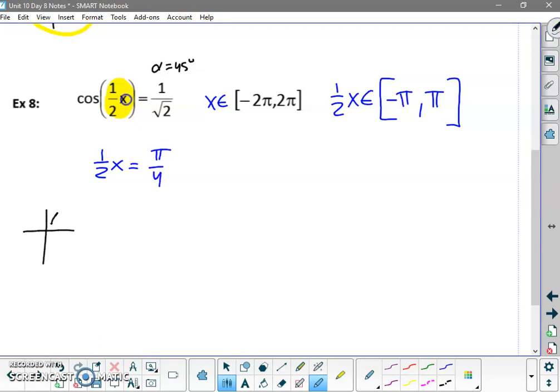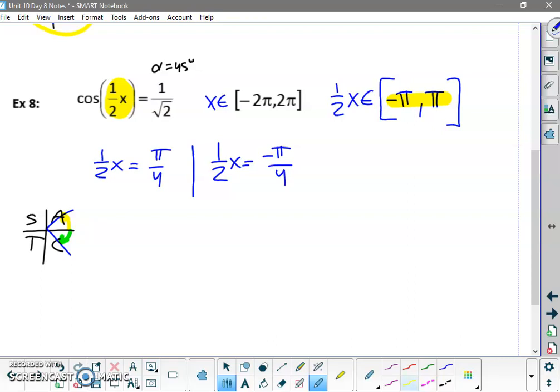Well, we always check quadrants. ASTC, cosine is positive in 1 and 4. Now, if you notice here, I have to go from negative pi to pi. Well, that's the only one I'm going to see between 0 and pi. And then if I go in the negative direction, that's the only one I'm going to see between 0 and negative pi. I'm not going to go all the way around the unit circle. So my other possibility here is going to be 1/2 x equals negative pi over 4.